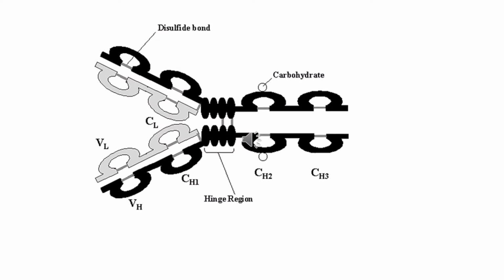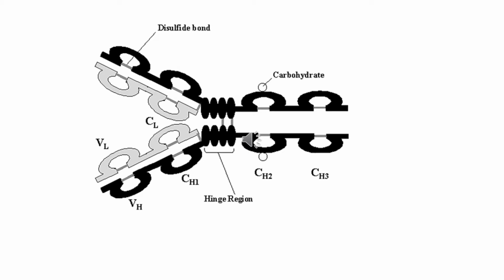Now, what is the basic structure of the immunoglobulins? As we see in this figure, the basic structure of all immunoglobulins is described in this figure. Although different immunoglobulins can differ structurally, they are all built from the same basic units. First, the heavy and light chains. This is the heavy chain, and this is the light chain.